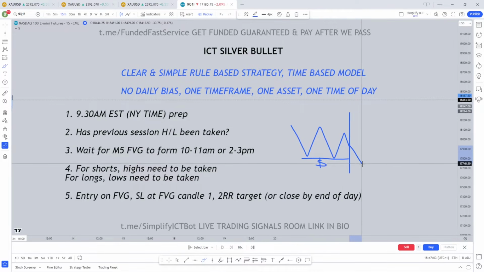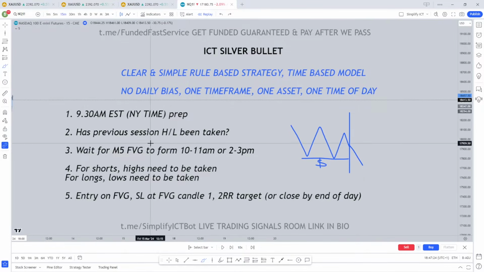So let's imagine the low gets taken to the downside. Ideally, what we want to see is now a reversal to the upside. But what could happen is that instead of reversing to the upside, price could carry on moving to the downside. And we're going to go over exactly this when we get to the chart work. Then we move on to step 3.